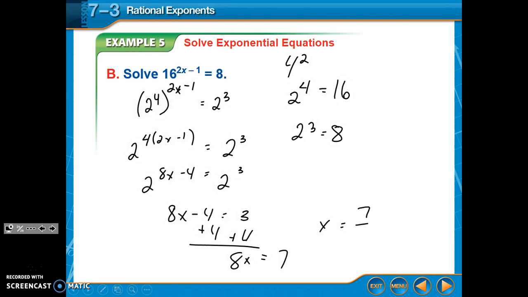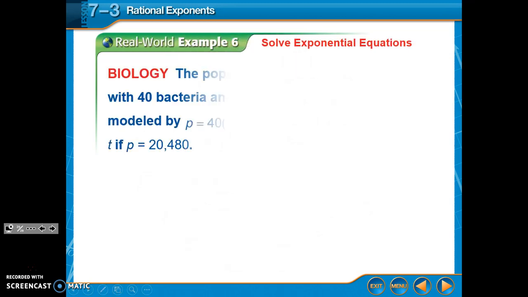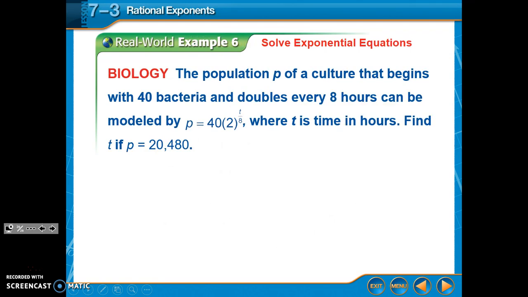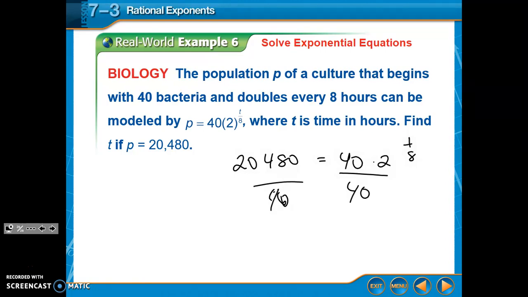Okay. The population P of a culture that begins with 40 bacteria and doubles every 8 hours can be modeled by this, where T is the time in hours. Find T if P equals 20,480. So all I'm going to do is put in 20,480 equals 40 times 2 to the T over 8. So what I want to do is solve for this and get basically the same thing on both sides. I'm going to divide both sides by 40. If you guys want to go through and try this, you're welcome to. I don't have enough time in this video to do it. We'll do it in class tomorrow.